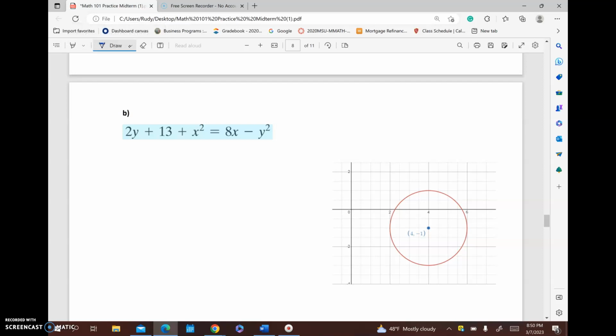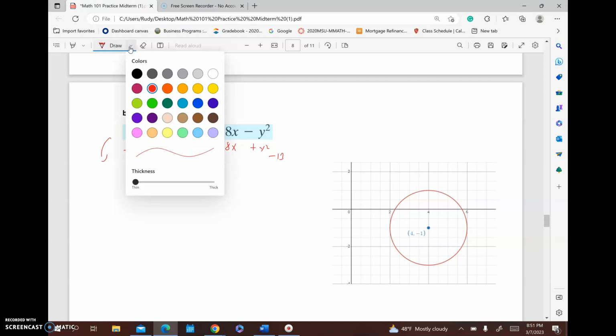For conic sections, they want us to rewrite the actual equation as x's followed by y's and equaling constants. So our first step is that we're going to be subtracting the 8x's. We're also going to be adding the y squares. And then I'm going to be subtracting the 13s.